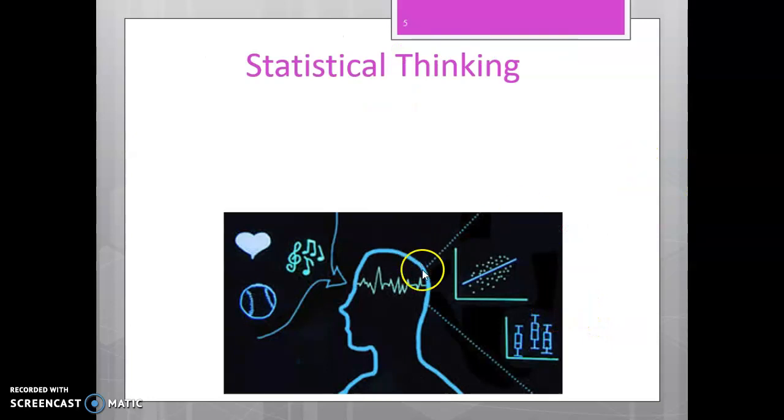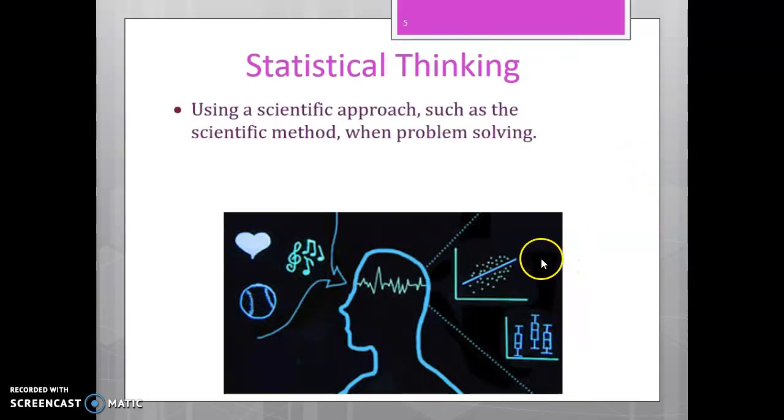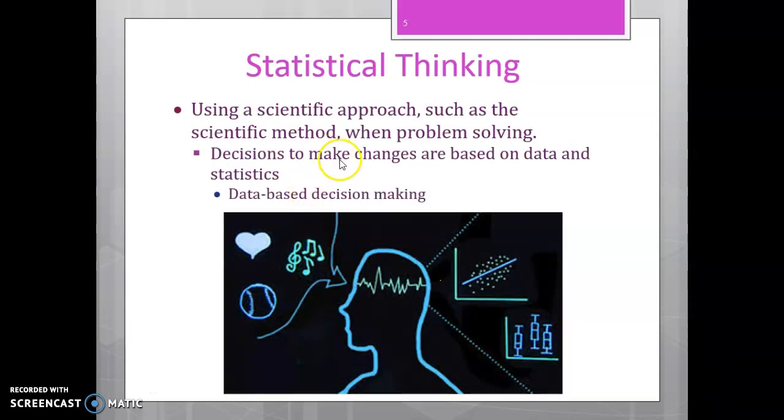Now, statistical thinking uses a scientific approach, such as the scientific method, to solve problems. It makes decisions to change based on the data and statistics. So it's really data driven. We have to remember that's what's important. If you have the data and the facts in front of you, they're really not going to lie. And again, taking sampling, which is what we're going to talk about next, and how we make sure that the samples we take are really good samples to make our data really real.